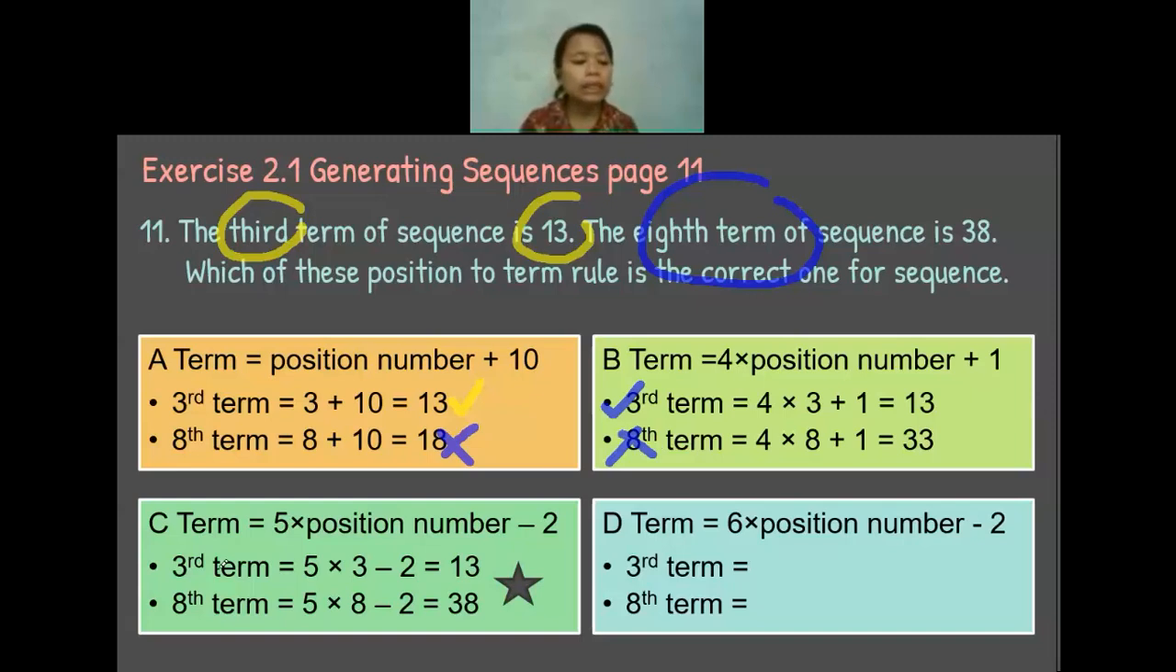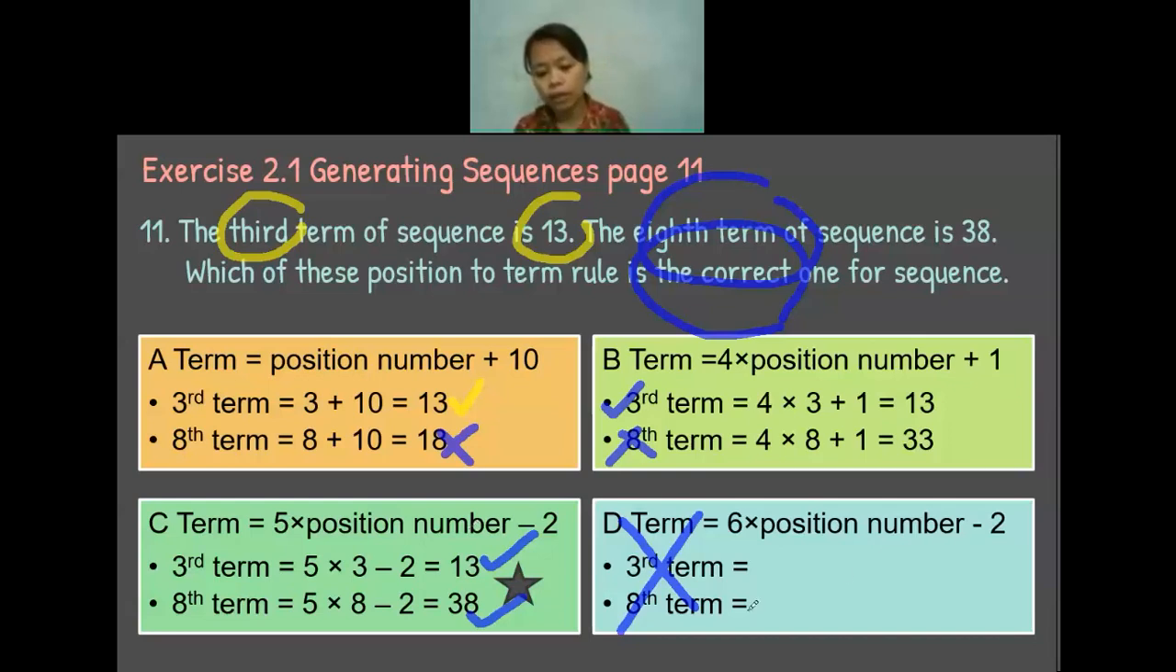I move to sequence C. 5 times position number minus 2. The third term will be 5 times 3 minus 2, which is equal to 13, matching. For the eighth term, it will be 5 times 8 minus 2, which is equal to 38. All of them are matching, so it means we already found the answer. The answer is C. Because the question only has one correct answer, the answer will not be two. We do not need to try sequence D because we already found the answer at sequence C.